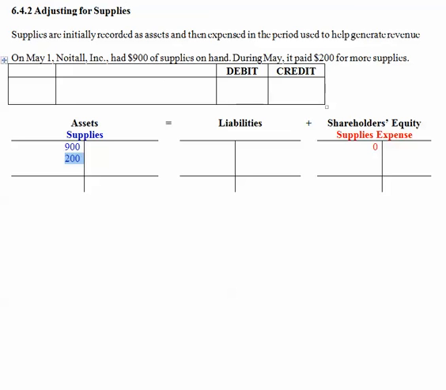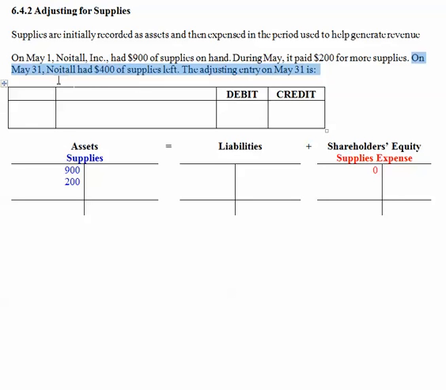All right, now what we're getting at here is the end of the accounting period. On May 31, it has only $400 of supplies left. Well, if you look at the account right now, it's saying you have $1,100. So if you were to do your balance sheet at that point, you'd be misstating your situation, and you'd also be showing you've used no supplies during the period, which again is not true. So we have to make an adjusting entry so our income statement and our balance sheet will be properly stated.